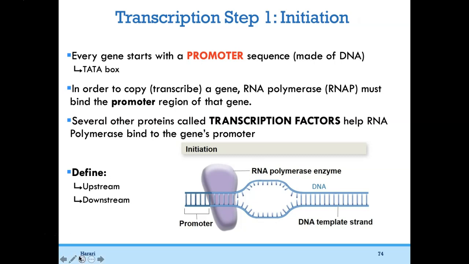I want to introduce some terminology. The promoter is always upstream of the actual gene coding sequence. Upstream means before. Downstream means after. Another way to say that is upstream means more toward the 5' end, and farther downstream means closer to the 3' end. So upstream of the coding gene is the promoter, and the coding sequence is downstream of the promoter. So this is initiation. RNA polymerase recognizes the promoter sequence, which is the beginning of a gene.